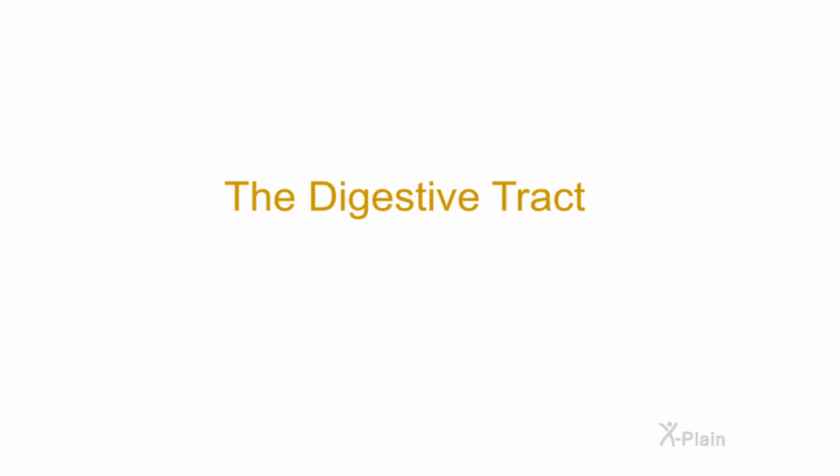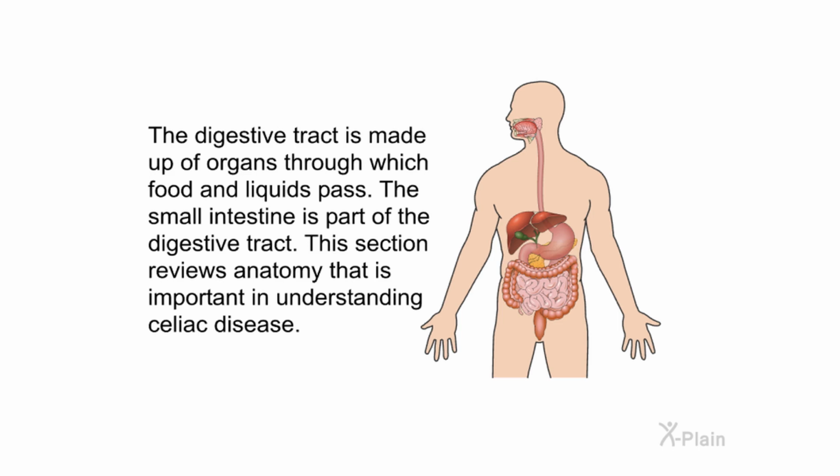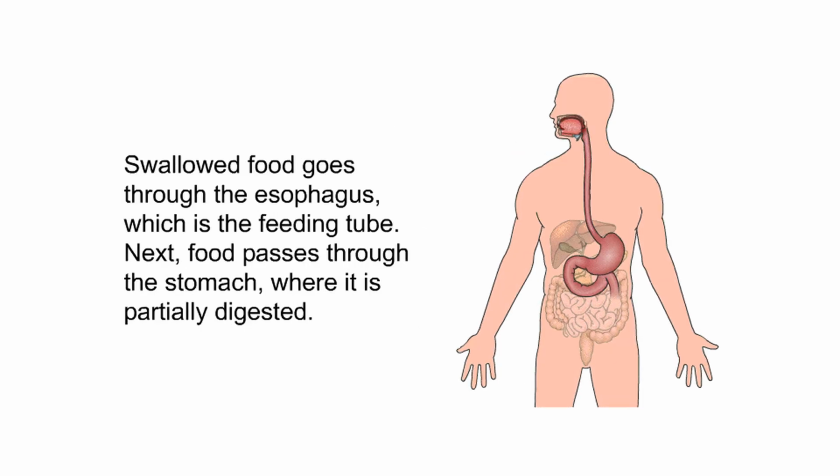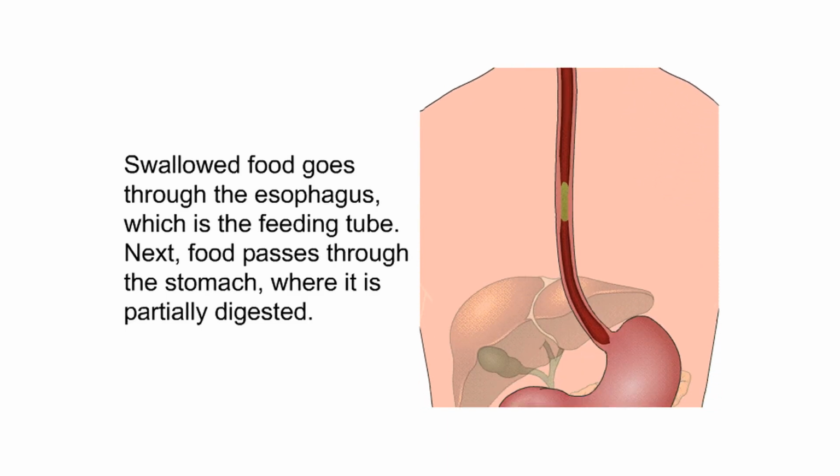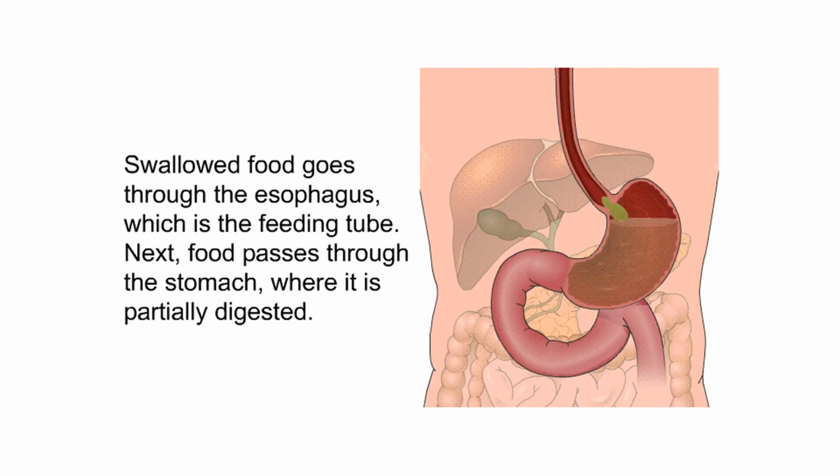The digestive tract. The digestive tract is made up of organs through which food and liquids pass. The small intestine is part of the digestive tract. This section reviews anatomy that is important in understanding celiac disease. Swallowed food goes through the esophagus, which is the feeding tube. Next, food passes through the stomach, where it is partially digested.